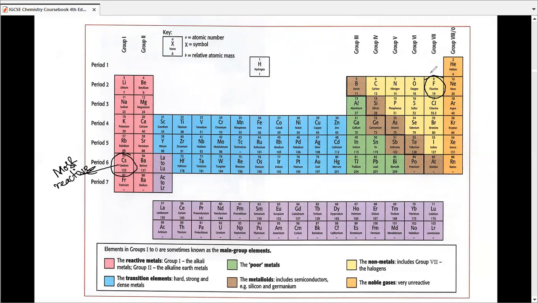It's on the top of group 7, and this one is the most reactive non-metal. So the reactive non-metals are on top, the reactive metals are at the bottom. This is because the metallic nature increases down the group. Make sense?